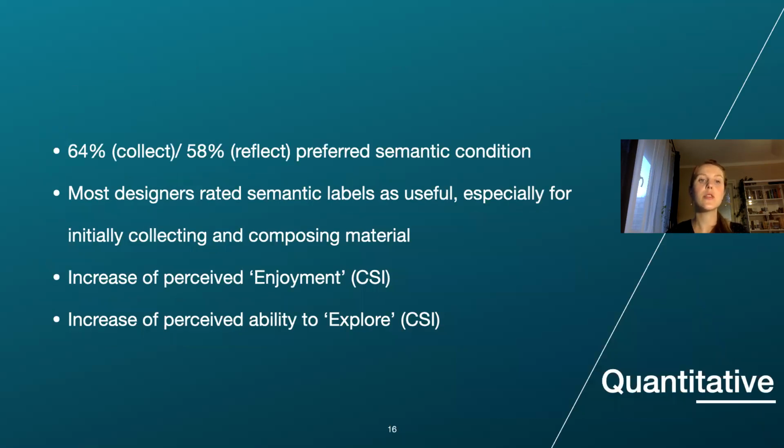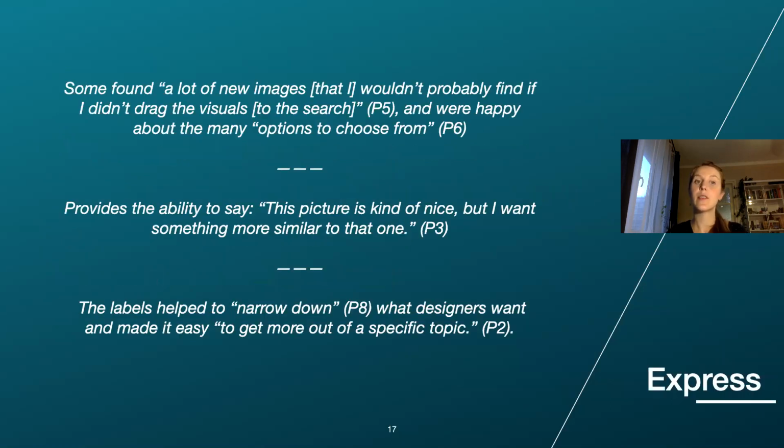In the end, the vast majority of participants preferred semantic labels for compose and reflection tasks compared to the non-semantic versions. Most designers rated semantic labels as useful, especially for initially collecting and composing material. Questionnaires revealed that when interacting with semantic labels, users rate creativity support higher in terms of enjoyment and exploration, which are both crucial to collect and reflect upon inspirational material. Semantic collage helped designers to express their visual ideas better.